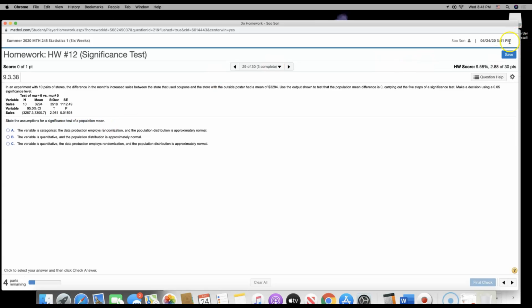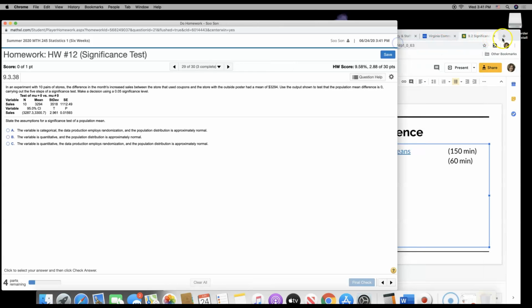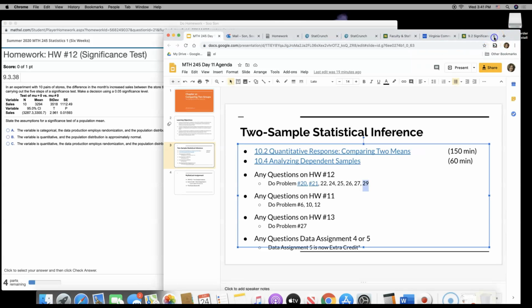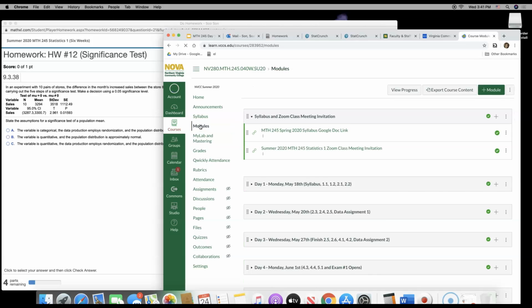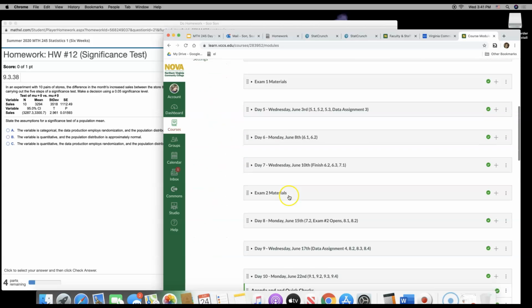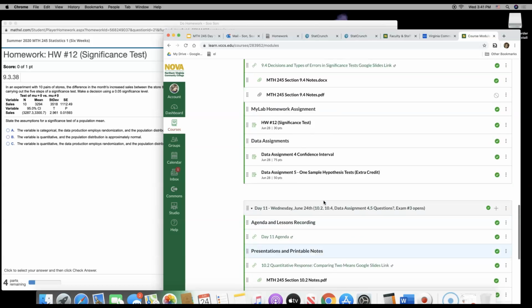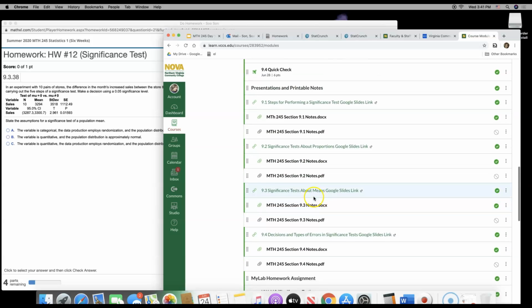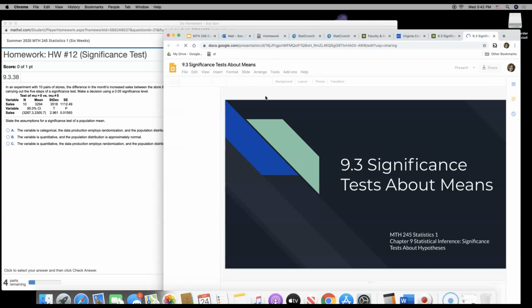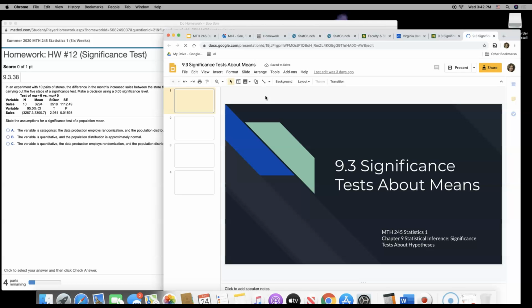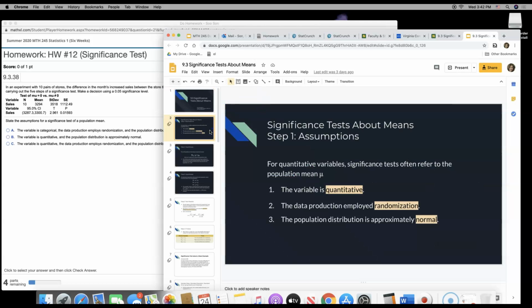Now, remember we did go over at least 3 assumptions for each of these tests. And 9.3 was about significance test of a population mean. So if you go to that slide, there are 3 things that I listed for you that we should check. And assumptions are the first thing that we should check before we even write the hypothesis. So here you go. Significance test about mean. You gotta check 3 things.